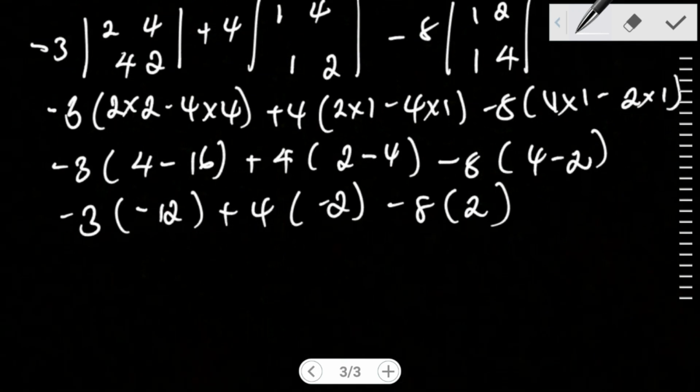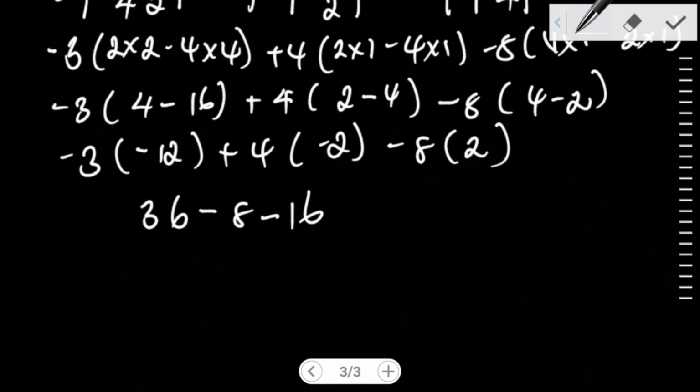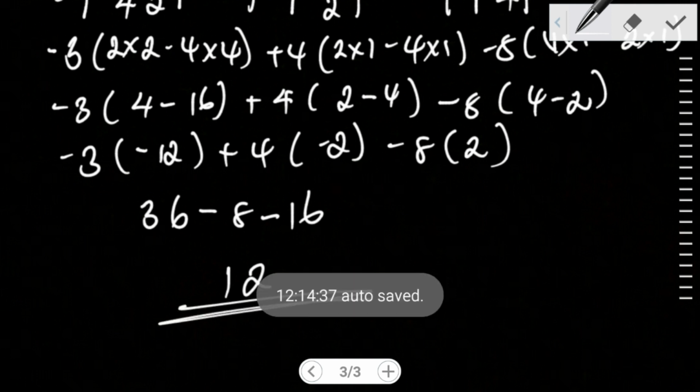Therefore, 3 times 12, of which we're going to get 36, minus 8, minus 16 in this case. So 36 minus 8 minus 16, and we are going to have also 12 in this case. And therefore, you find that I've used a different row, but I'm still getting the same determinant.